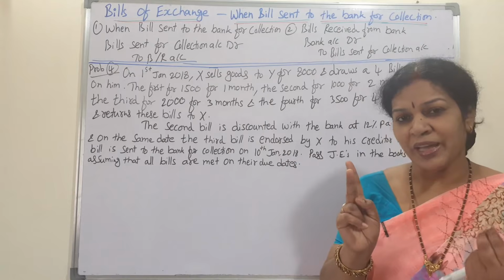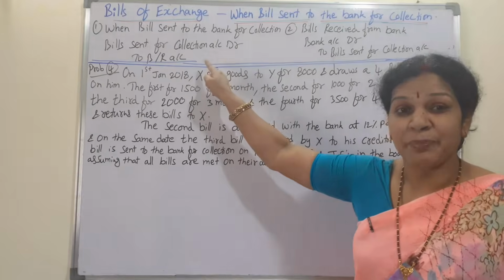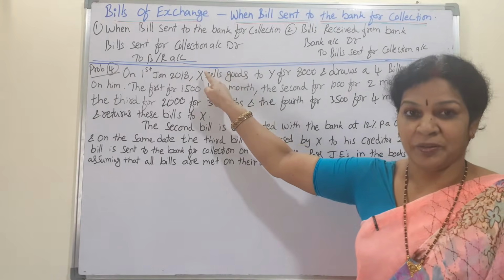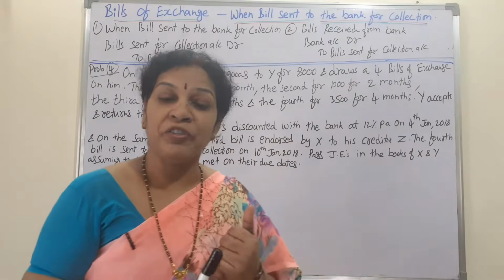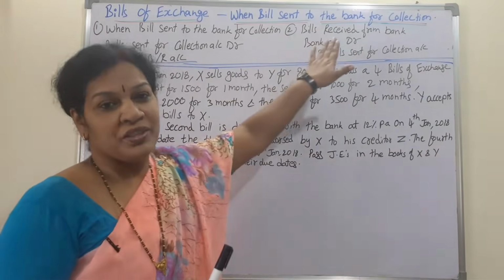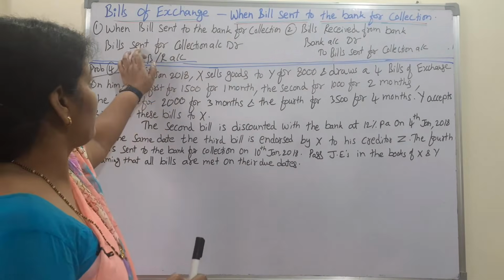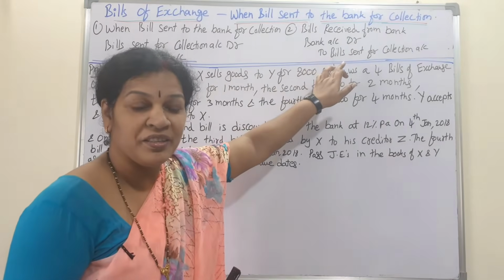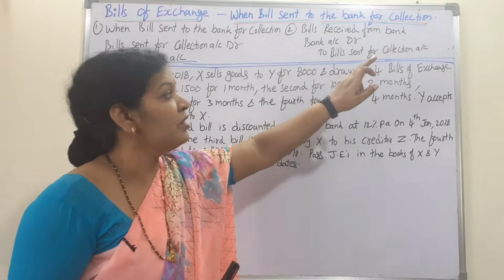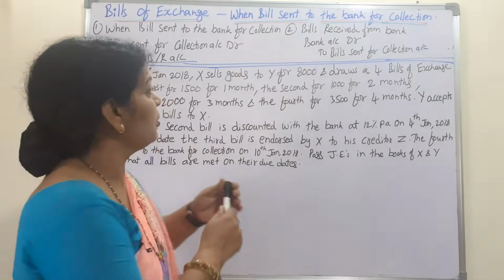The second one is when we are receiving the bill amount from the bank. This first entry is for sending the bill to the bank for collection. The second is the reverse of this. Bill sent for collection account was debited, so there we are going to credit it. Bill sent for collection account, credit.